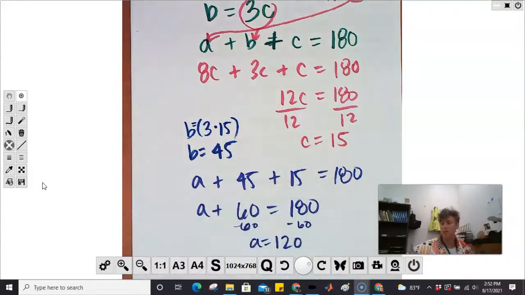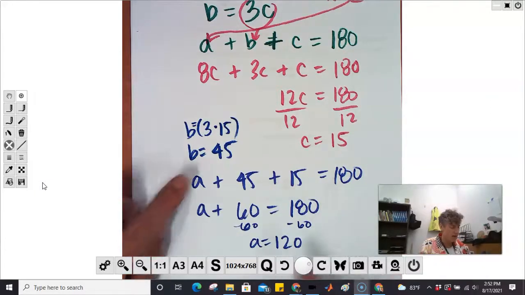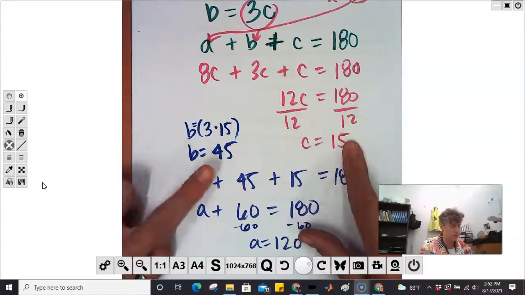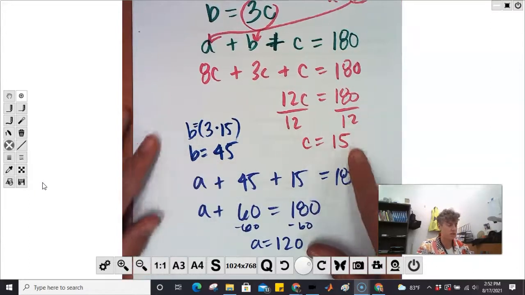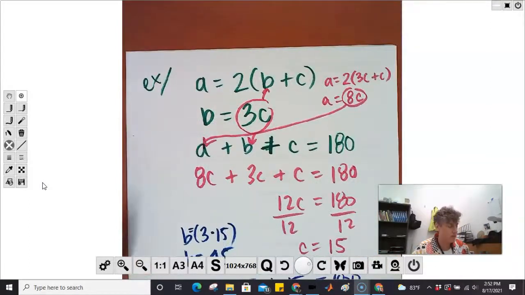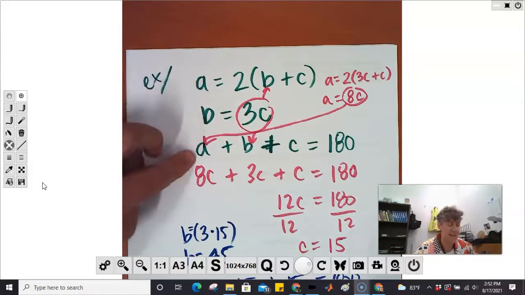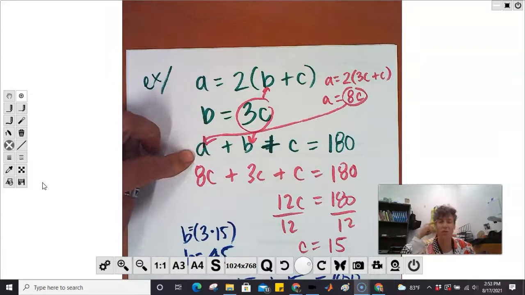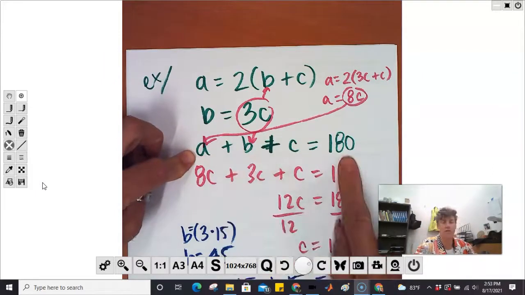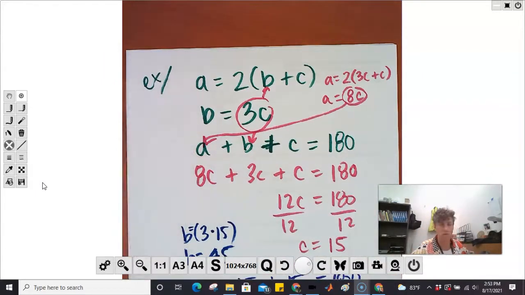Okay, so we've got our three angles, A, B, C. A is 120, B is 45, C is 15 degrees. That all came from our original equations. We were given two of them. We had to access some prior geometry knowledge to know that all three angles in a triangle add up to 180. All right, scholars, let's do a brief recap.